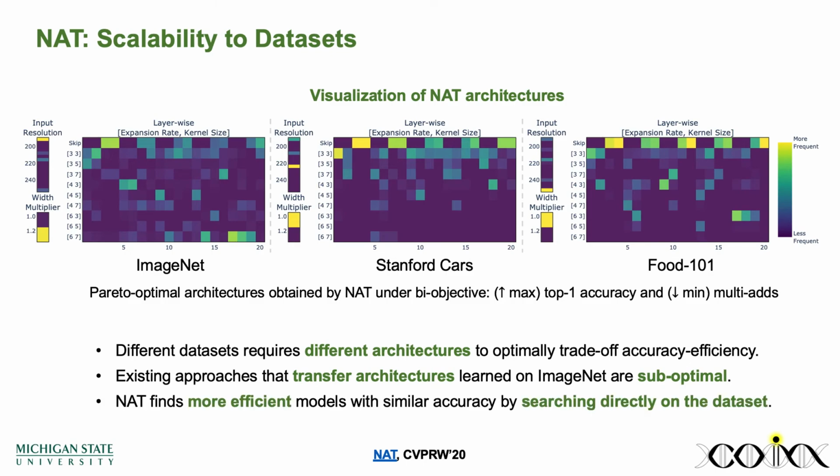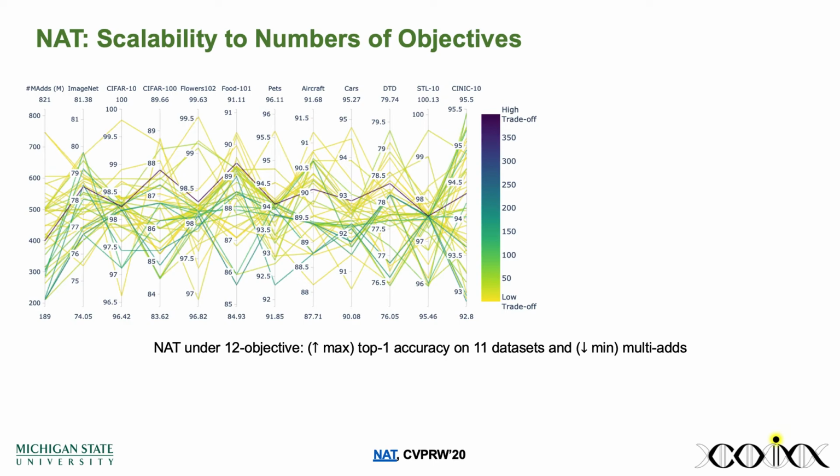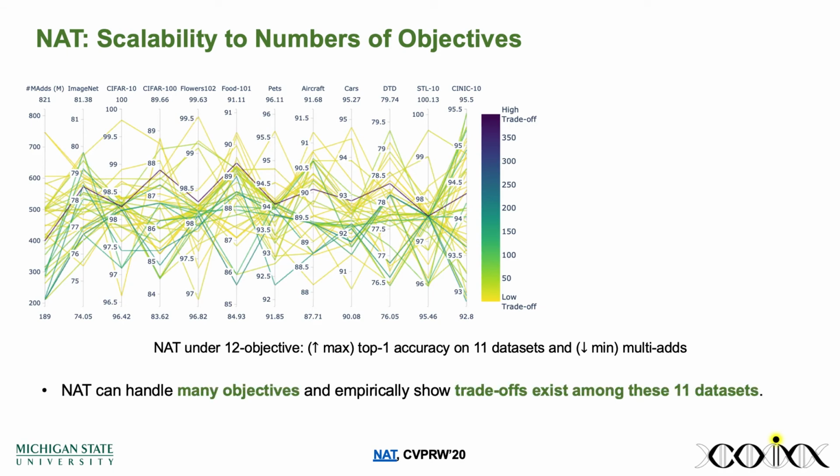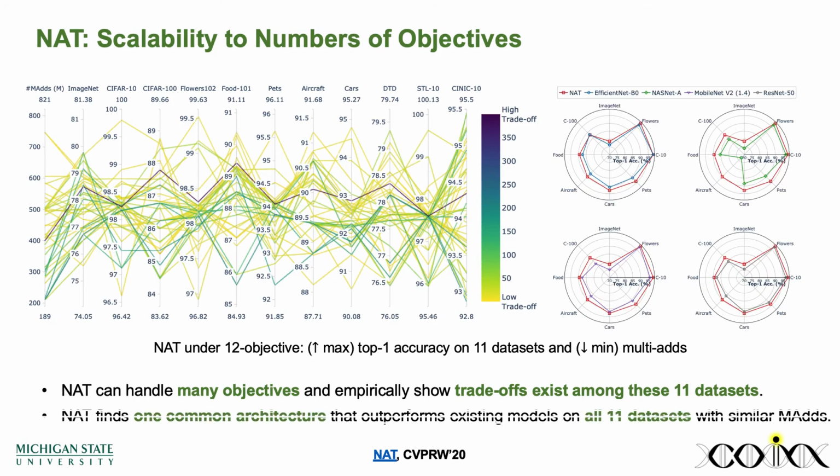Next, we show the scalability of our method to a large number of objectives, where we simultaneously maximize the top-1 accuracy on 11 datasets and minimize the FLOPs. We show the Pareto optimum architectures obtained in this parallel coordinate plot, where each vertical bar represents an objective, and each line joining all vertical bars represents an architecture. First, the crisscross of these lines indicates trade-off among these 11 datasets exist, otherwise these lines will be parallel to each other. We then pick the architecture with the highest trade-off and compare it with 4 existing models, where our model outperforms the compared models on all datasets as shown to the right.